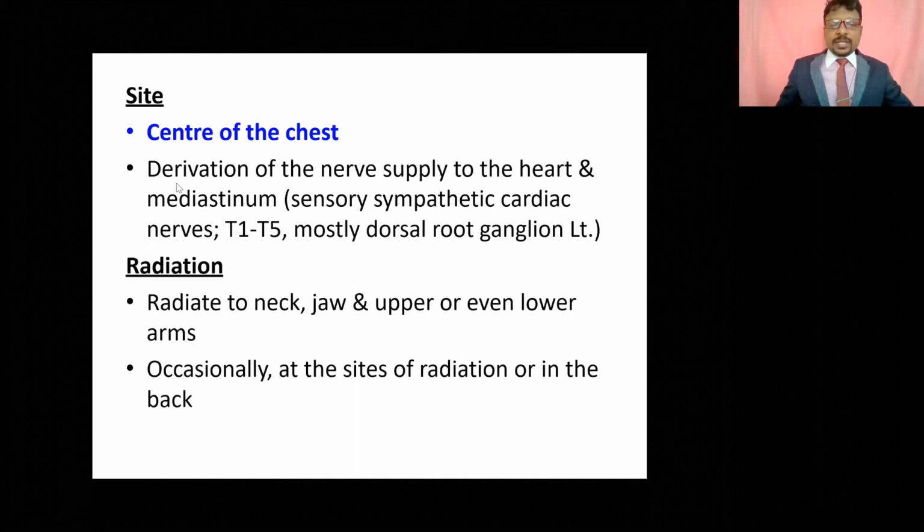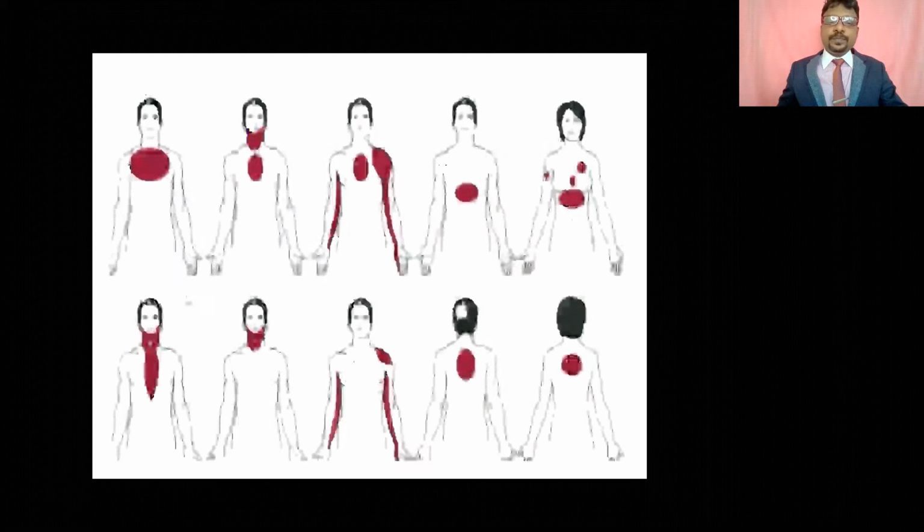Next, we have to check the radiating pain. Is it radiating to the neck or jaw, or even the arms? Occasionally the radiation is to the back also. So it goes to the jaw, the neck region, the back, and mainly to the left shoulder, because of the irritation of the nerve root, so they may get left shoulder pain.